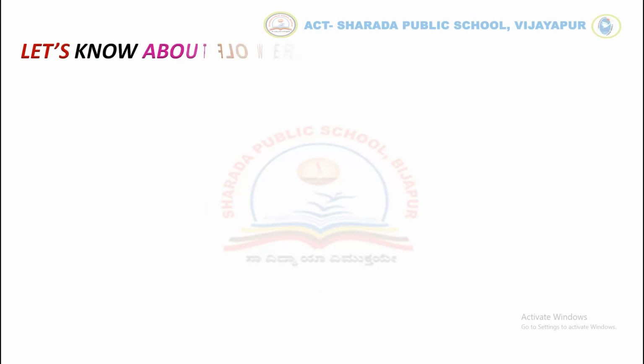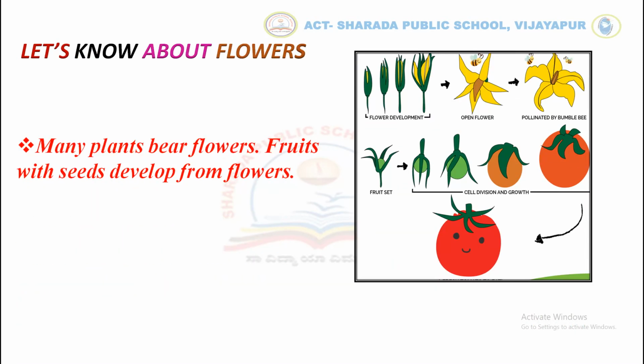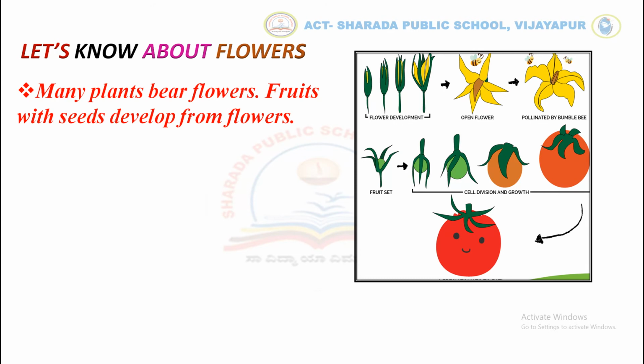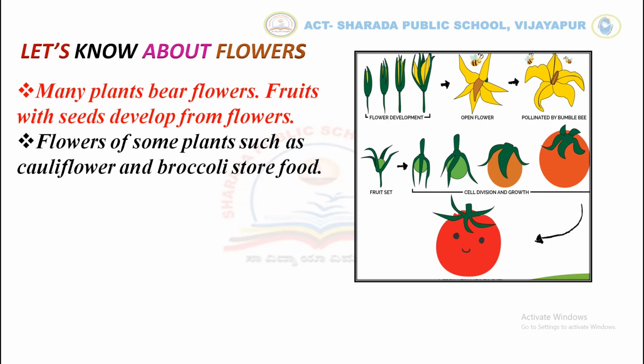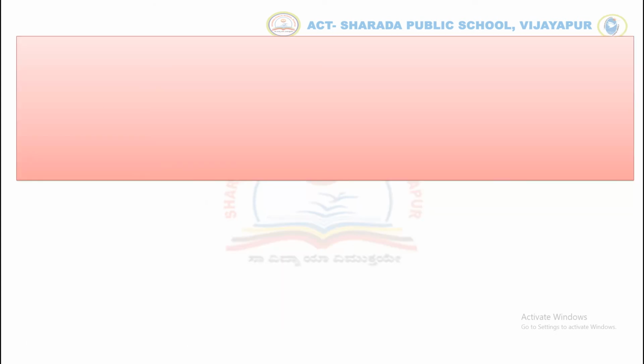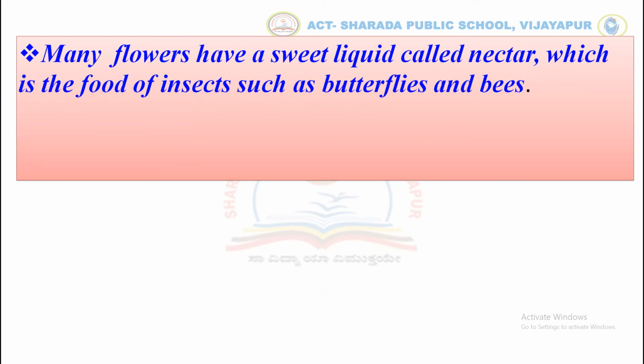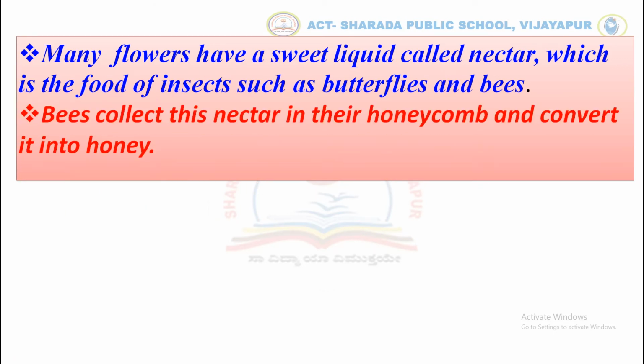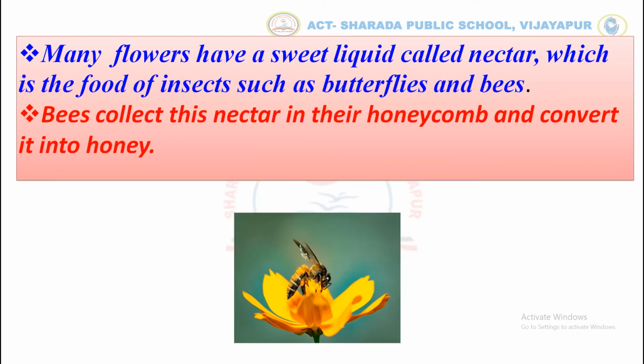Let's know about flower. Many plants bear flowers, fruits with seeds developed from flowers. Flowers of some plants such as cauliflower and broccoli store food. Many flowers have a sweet liquid called nectar, which is the food of insects such as butterflies and bees. Bees collect this nectar in their honeycomb and convert it into honey.